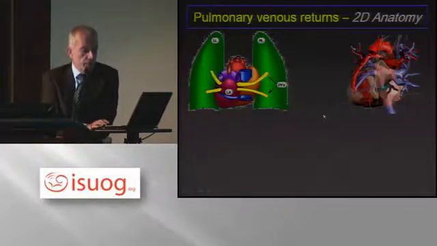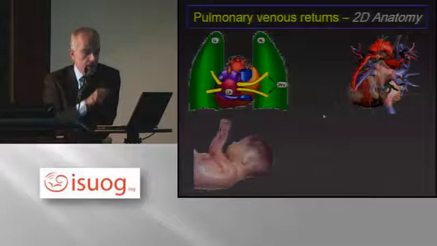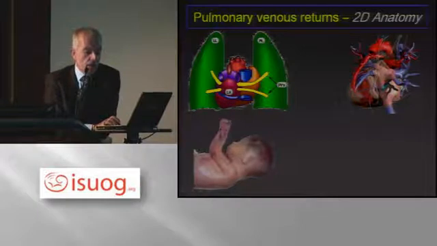Then if we move forward and we try to assess the pulmonary venous returns, again, this is a bit more tricky to assess because the pulmonary veins are located one on the top of the other, so it's quite difficult to differentiate the upper one from the lower one, especially earlier on in gestation.